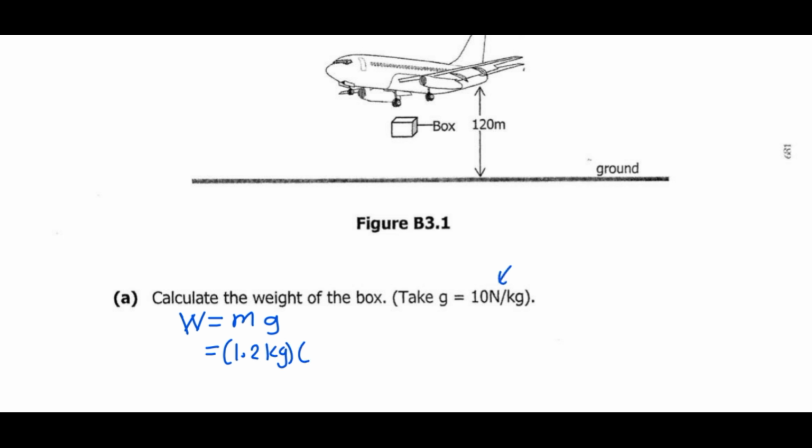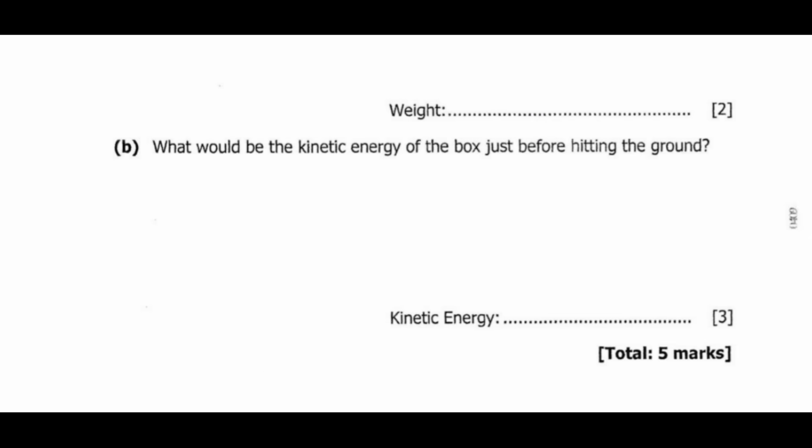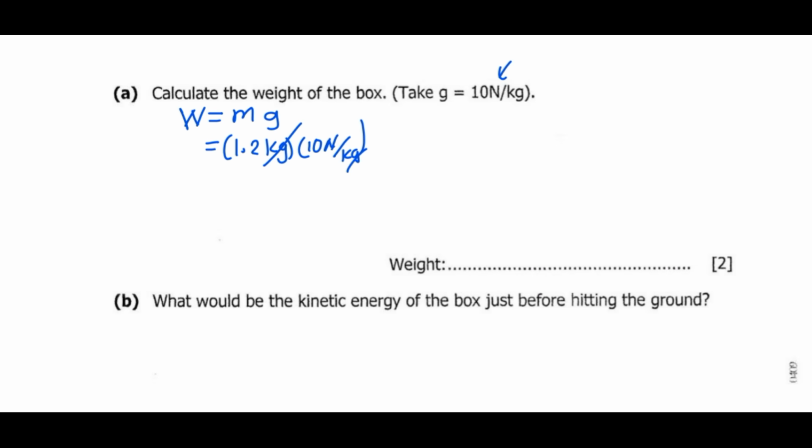Gravity is given, it's 10 newtons per kg. So we know that this will cancel. Then our weight will just be, if we multiply 1.2 times 10, we get 12 newtons.